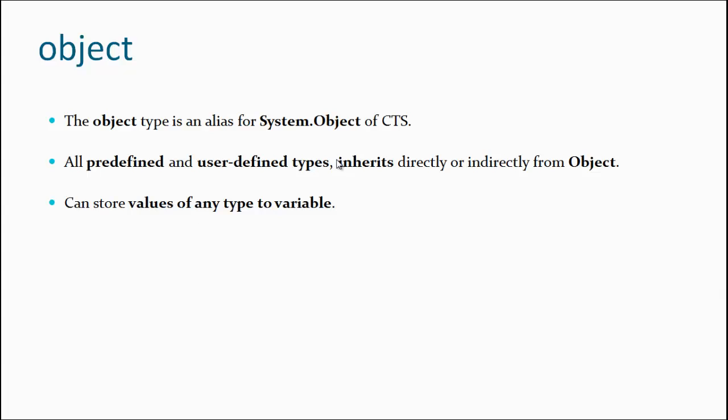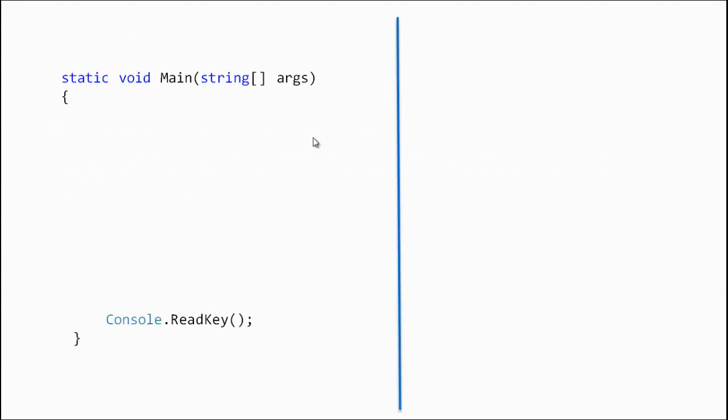The object type is an alias for System.Object of CTS. We know that all predefined and user-defined types inherit directly or indirectly from object. As it is a base class for all data types, it can store a value of any type of variable. Let us see one simple example to demonstrate the use of object.